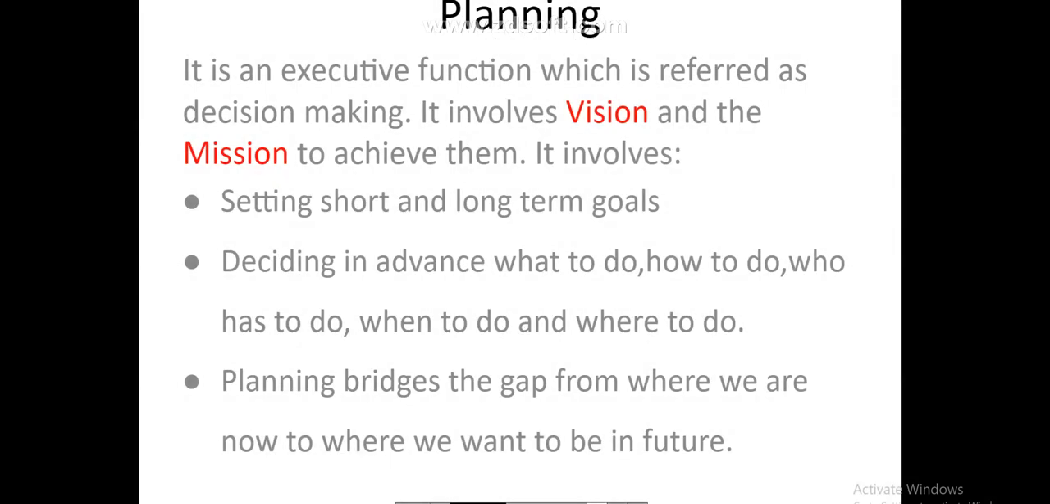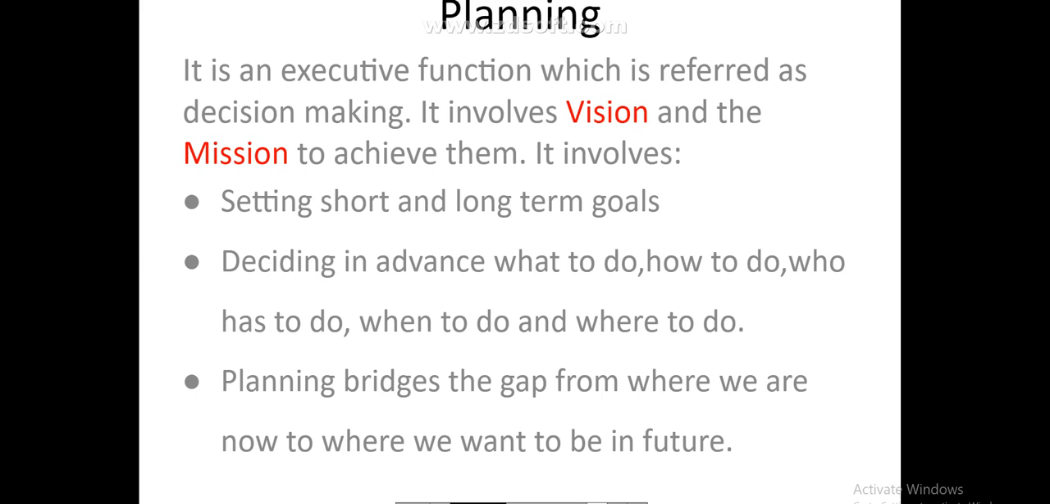What do we mean by planning? By the term we understand, planning is nothing but an executive function which is referred to as decision making. In planning we are involved in decision making. Suppose a middle level manager who has some workers under him, even he has to plan to get things done from those workers. Consider an organization where there is a president, a vice president or a CEO who has to take some decisions. In that case also he has to plan to accomplish the goals.